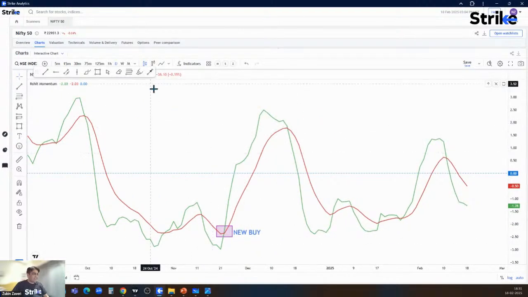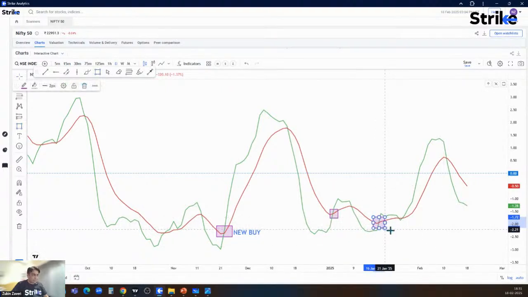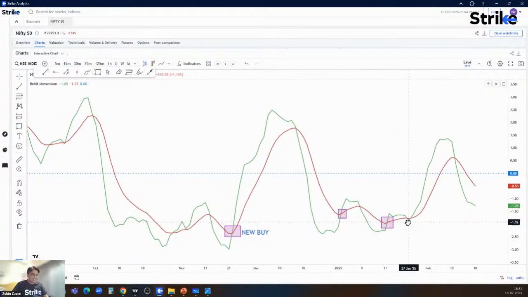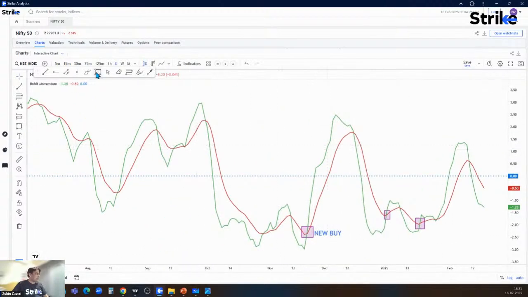Similarly, here green line crosses the red line, a new buy signal gets generated over here, and over here, and over here. All right, so all these are new buys. Similarly over here as well. When the green line goes below and comes up, this is where a new buy signal gets generated.